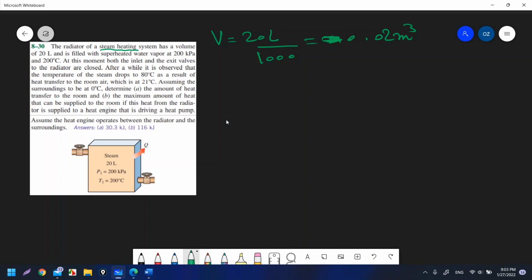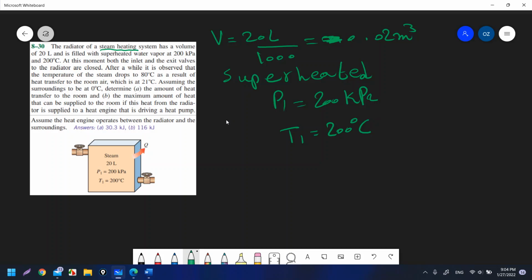So we know this is superheated water vapor. He told me it is superheated, so I will go directly to the superheated table. At 200 kilopascal, that is the pressure, he called it P1, okay. And temperature T1 is 200 degrees Celsius.